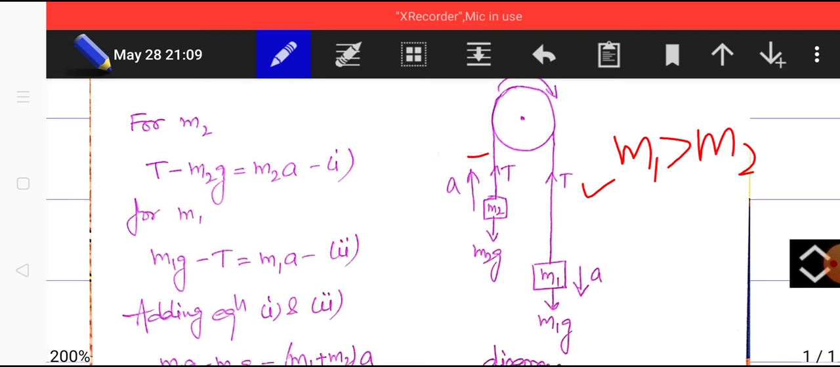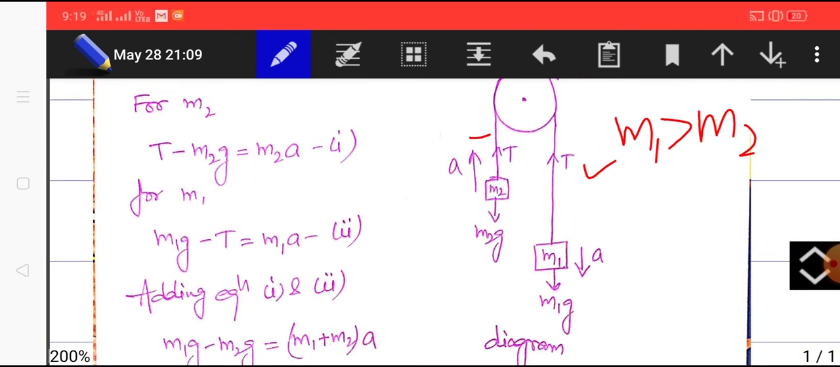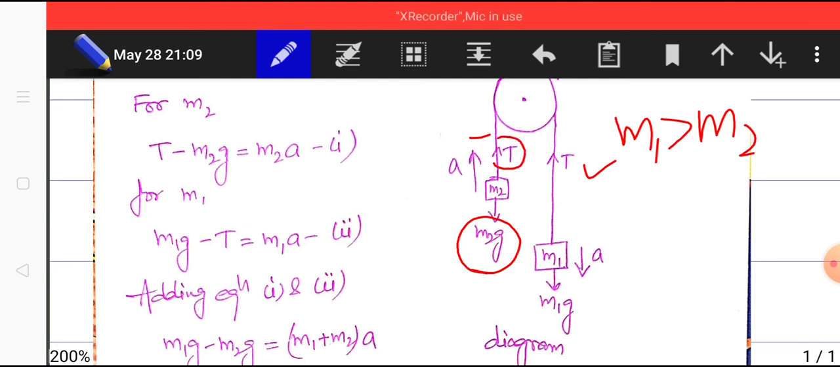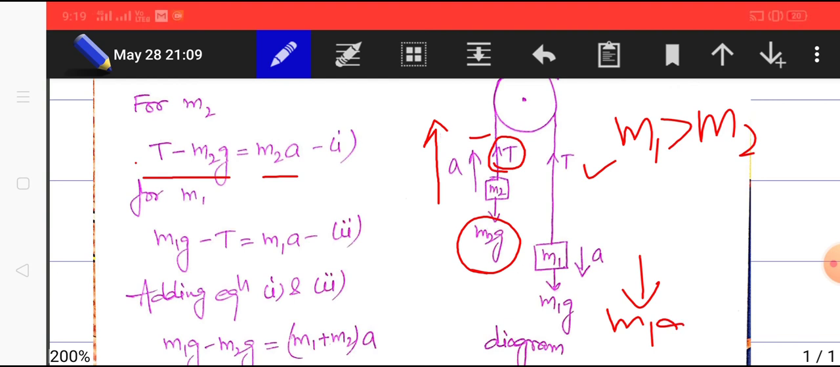So for mass m2, if I apply the equation, m2g is the force in the downward direction and tension is the force in the upward direction. As the object is moving in the upward direction, T is greater than m2g. So T minus m2g is equal to m2a is my first equation. Similarly, for m1, as it is moving downward, m1g is greater than T, and m1g minus T is equal to m1a, where a is the acceleration.